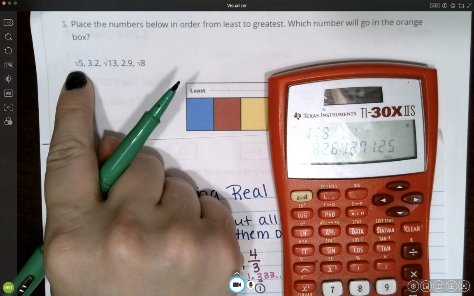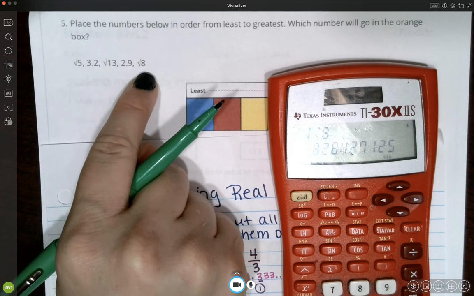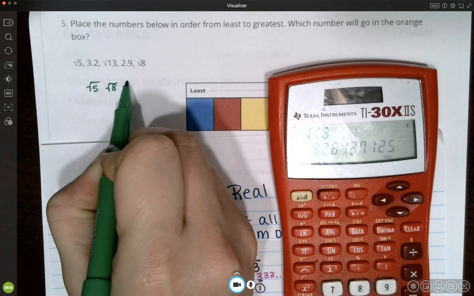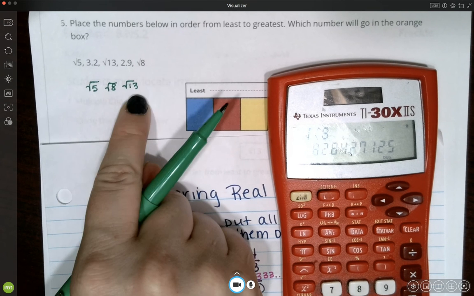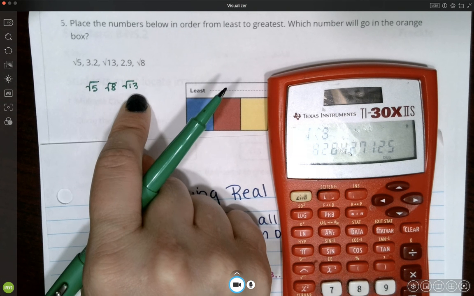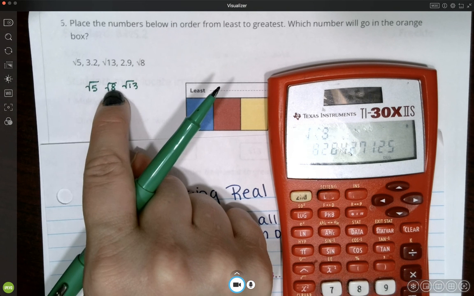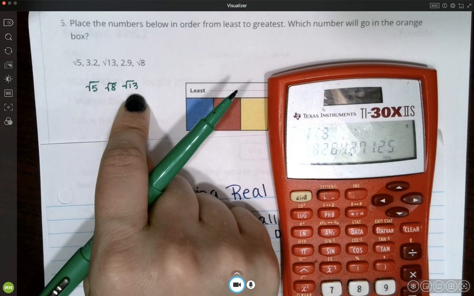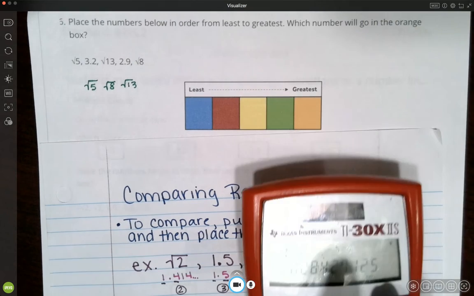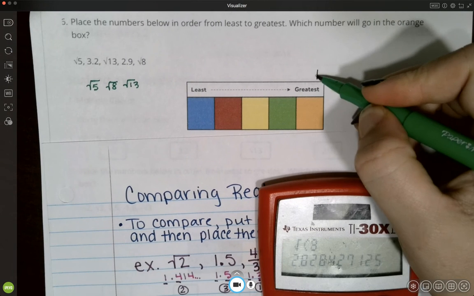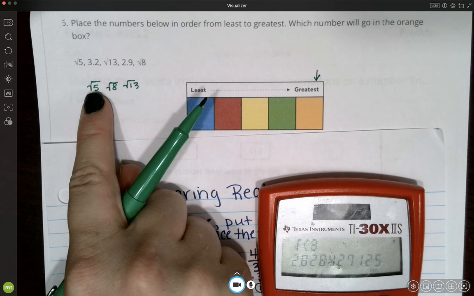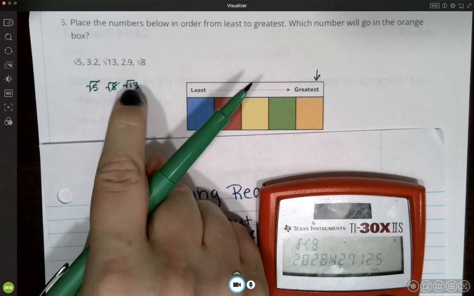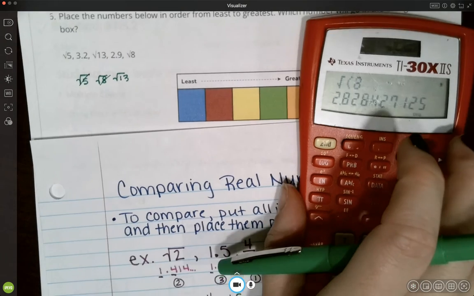Now understand, because I have 3 different square roots, the square root of 5, the square root of 8, and the square root of 13 have to be in order. Please understand that. So 13 is bigger than 8. 8 is bigger than 5, even with square root symbols going around them. Okay, so again, I want the greatest value because I'm looking at what's in the orange box. So I'm not even going to look at the square root of 5 or the square root of 8 because 13 already beats it. Okay, so I need to calculate what the square root of 13 is.